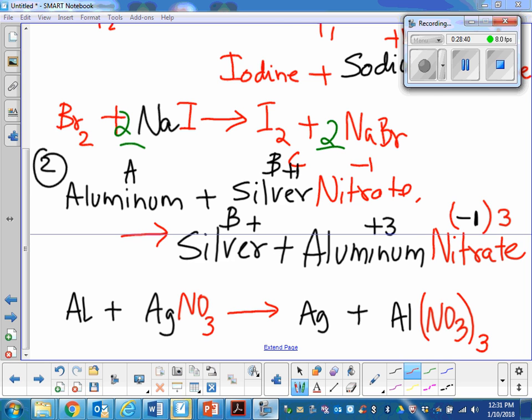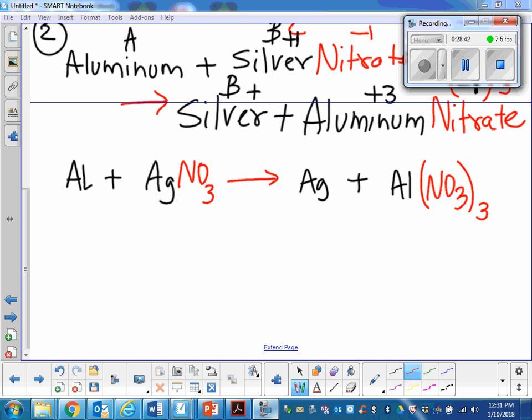Now let's go down and the equation is not balanced. So nitrate has to be a 3, which will make the silver a 3, and now the equation is balanced. Are we good? This will be a solid. If you want state symbols, this will be a solid. This will be aqueous. This will be a solid, and this will be aqueous, meaning it's dissolved in water.